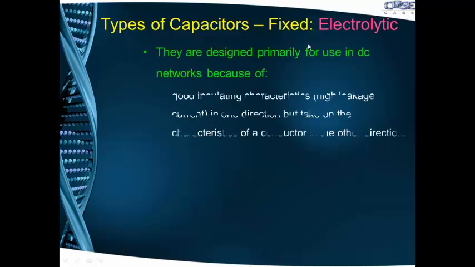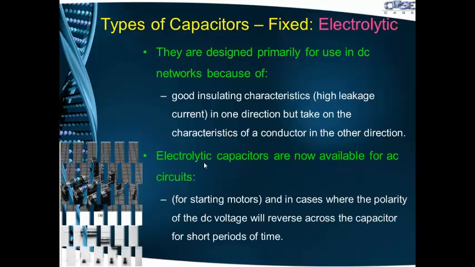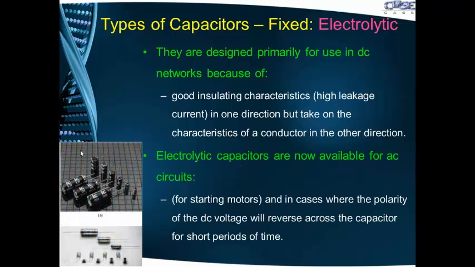Then we have electrolytic capacitors. They are designed primarily for use in DC networks because of good insulating characteristics, but high leakage current. This is the disadvantage of the electrolytic capacitors. In one direction they have good insulating characteristics, but take on the characteristic of a conductor in the other direction. So these are the electrolytic capacitors.